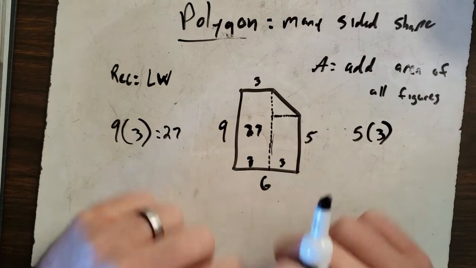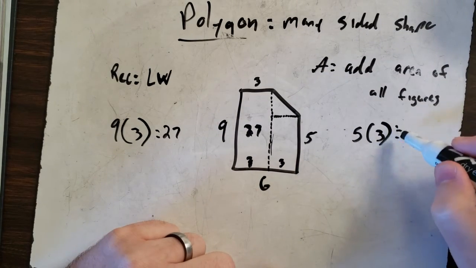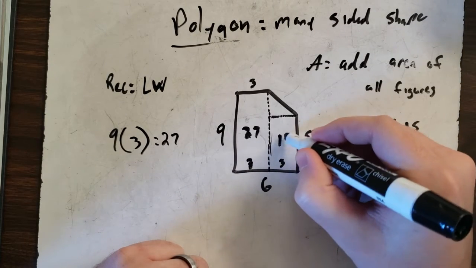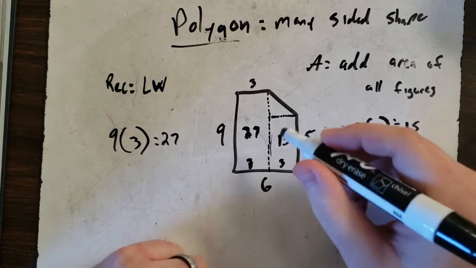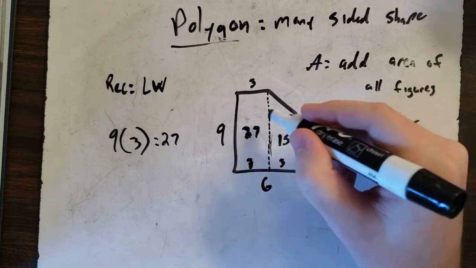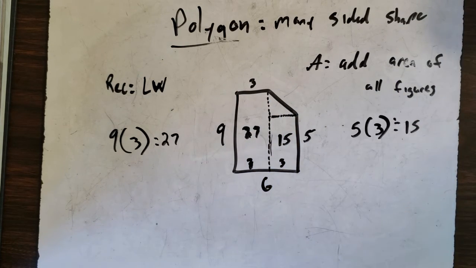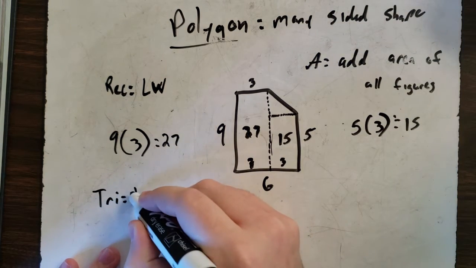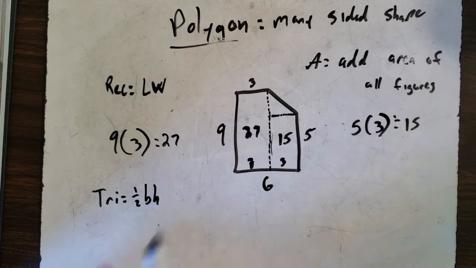You add those two bases up, you get 6, right? So 5 times 3 equals 15. So our area for this whole thing is 15, okay? Now, last part, a little triangle here, okay? How do we find the triangle? Remember, triangle equals 1/2 base times height, okay?